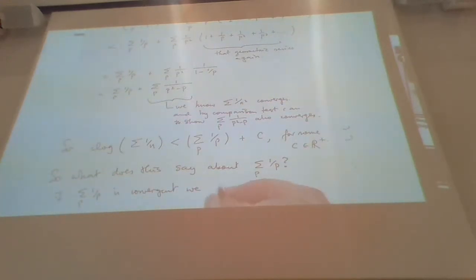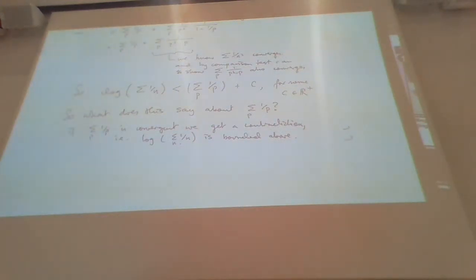If it's convergent, we get a contradiction, i.e. the logarithm of the harmonic series is bounded above. That's the contradiction. It can't be bounded above because the harmonic series is divergent. Okay? Sum of 1 over n is divergent. So the conclusion is, therefore, sum over p of 1 over p is divergent.